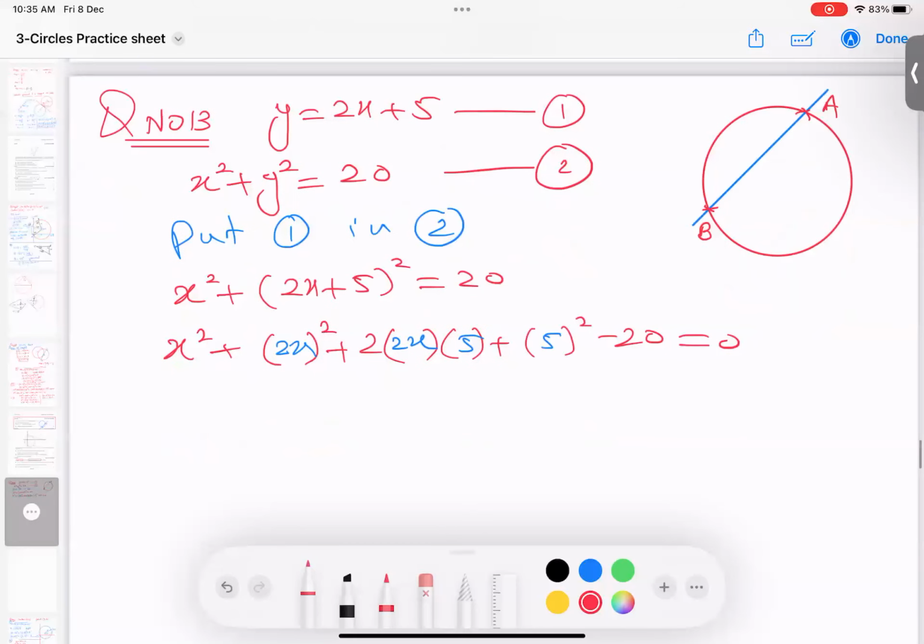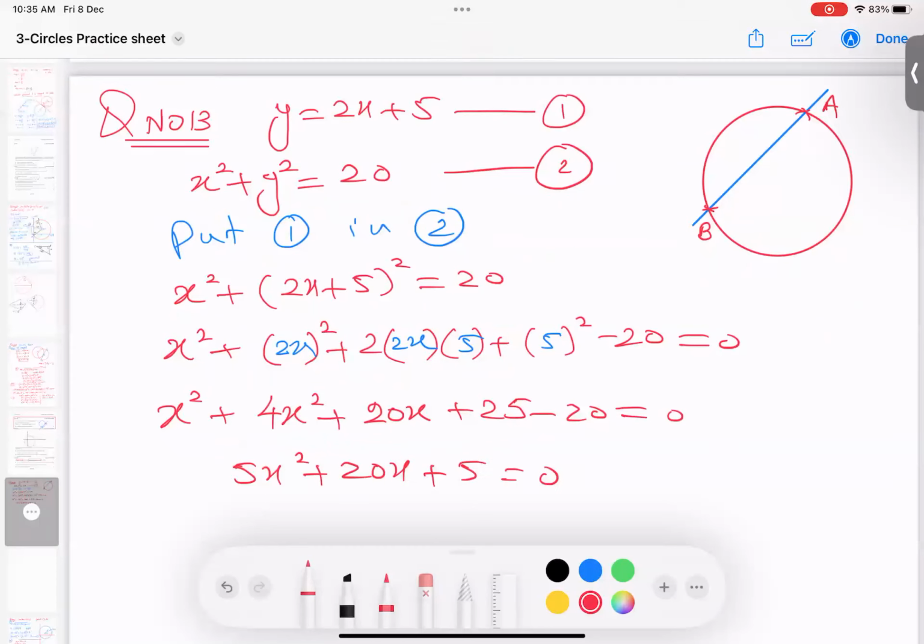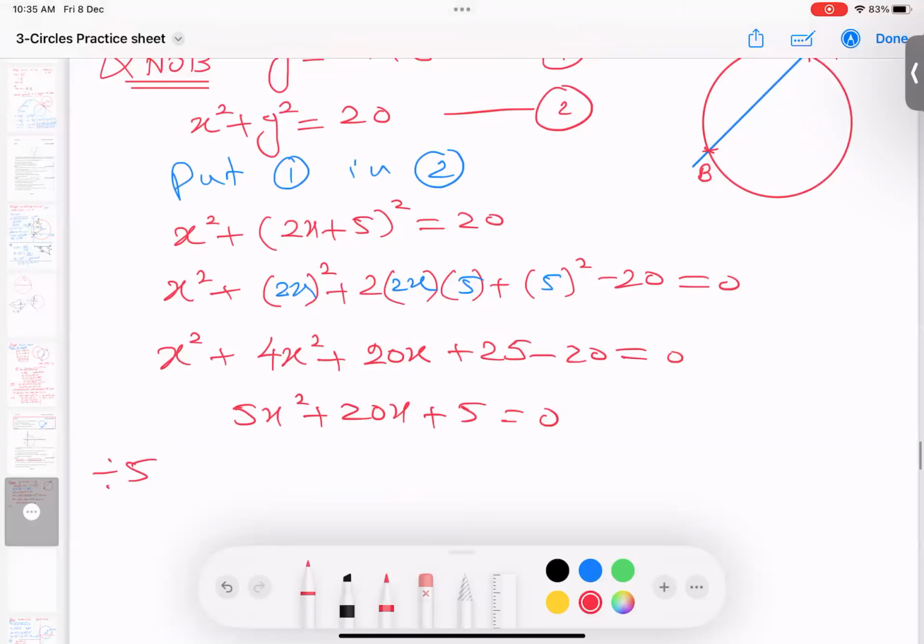This squaring identity will help you a lot in the future. You will come to know even in 11 and 12 grade, even at university level. So the power of 2 gives you 4x squared. 2 times 4, 4 into 5, 20x, and 25, and afterwards we get negative 20 equals 0. So this gives you what? 5x to the power 2 plus 20x plus 5 equals 0. Dividing by 5 is not compulsory. If you do it, the question becomes easier. Otherwise, it's the same thing, not a big difference.